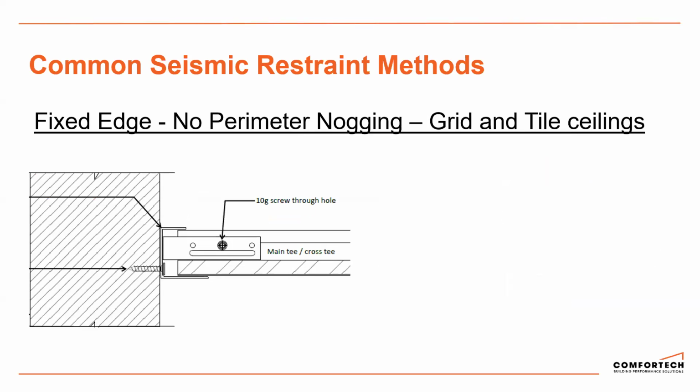Where we have a fixed edge with no ceiling nogging, where you're thinking retrofit applications, what we need to do is upgrade that perimeter wall angle, so that becomes a seismic wall angle. So it's basically a thicker material, and it allows it to be fixed to the existing studs. So whether they're at 600 centers or 400 centers, we fix it through there, and it just allows the seismic load to be transferred back to the wall. If we use a standard wall angle in this application, it can deflect because it's not strong.